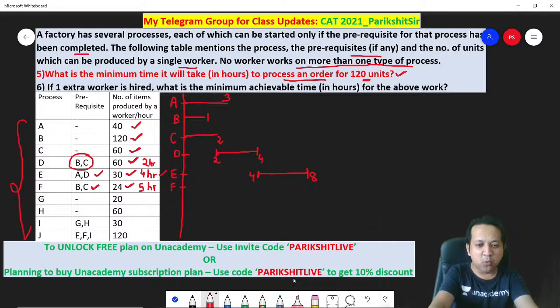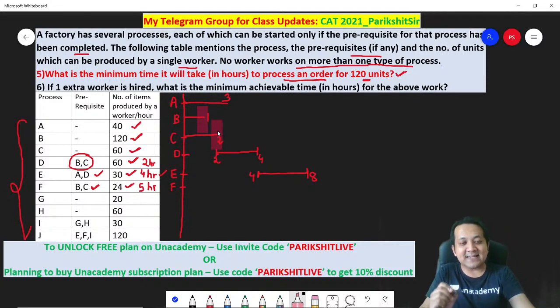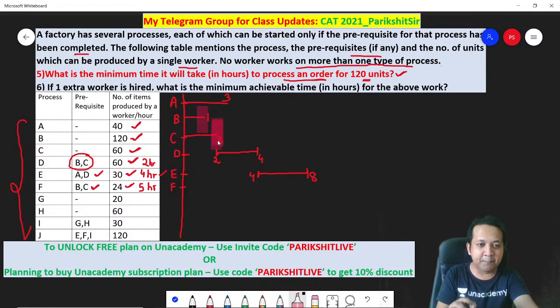B and C. So when do B and C get completed? B gets completed at the end of 1 hour. C gets completed at the end of 2 hours. So can I say at the end of 2 hours, both B and C would be completed? Not at the end of 1 hour. Why? At the end of 1 hour, C is not yet complete. But at the end of 2 hours, both B and C are completed.